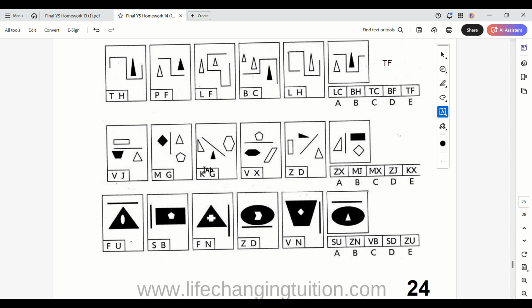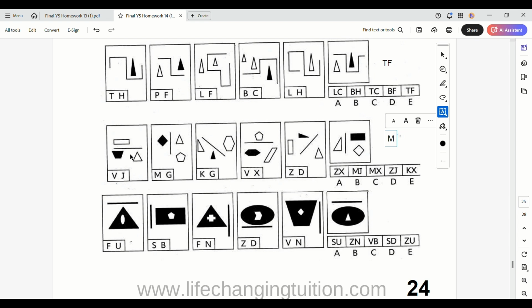Let's see if there's anything else. G and G, what could that mean? Oh, sorry. So V and V is actually there's an obvious one. It's a horizontal line. Okay. M means vertical and K means diagonal. So this is a vertical. So it's going to start with M.